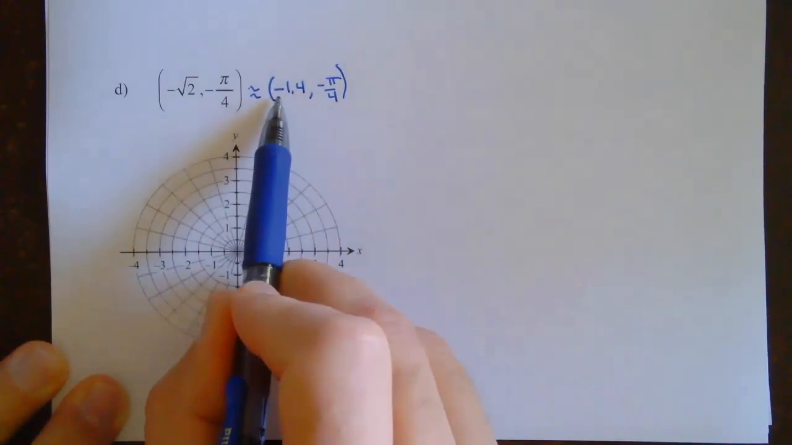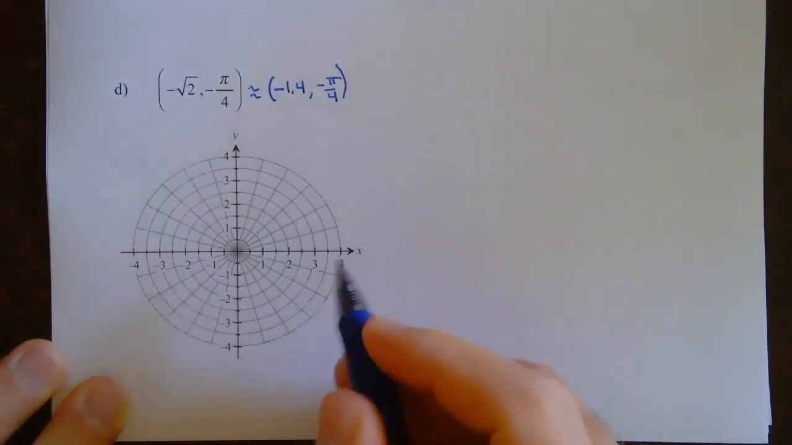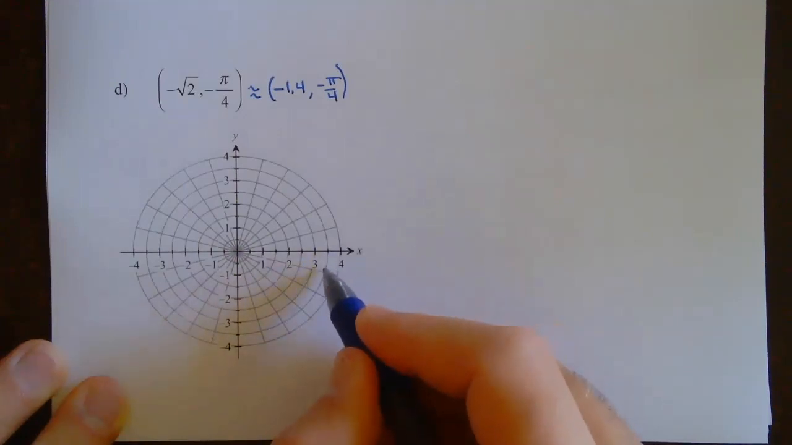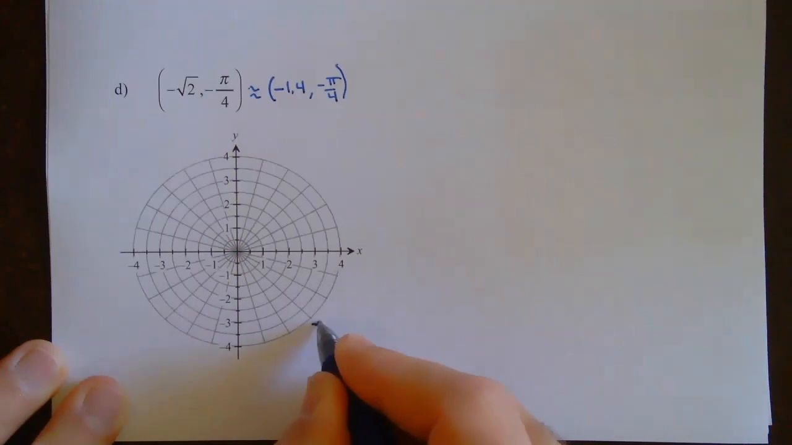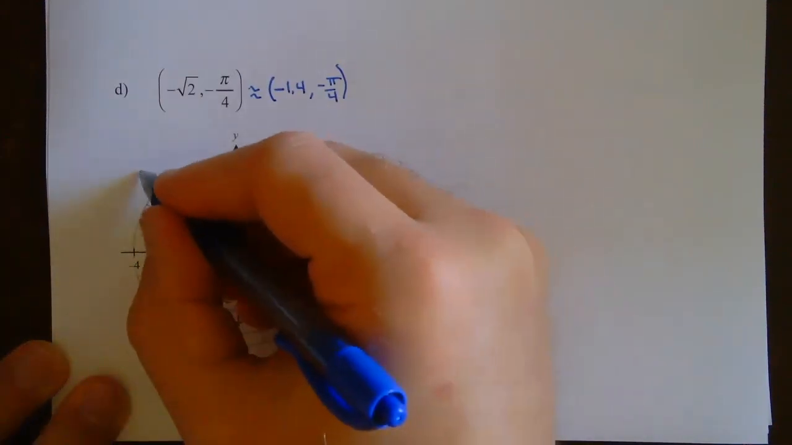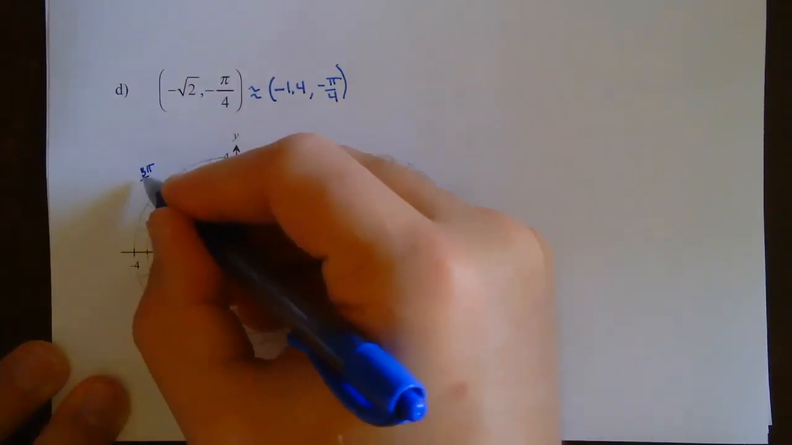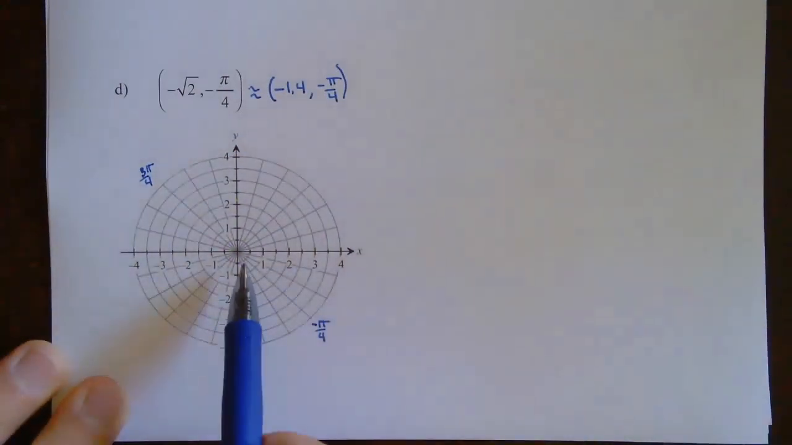So we have a negative radius, so we're going to need to go in the opposite direction of negative pi over 4. Negative pi over 4 would be rotating clockwise, right in the middle here. Directly opposite of that would be 3 pi over 4, right here. And we're going to go 1.4. Now, pay attention to this, because I'm going to tell you something.